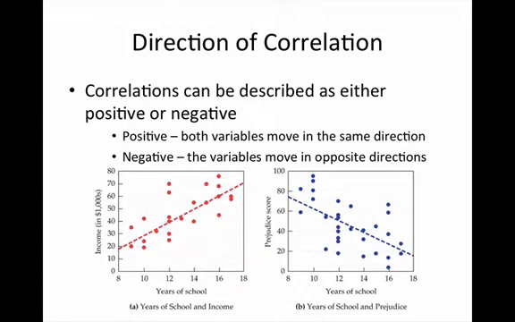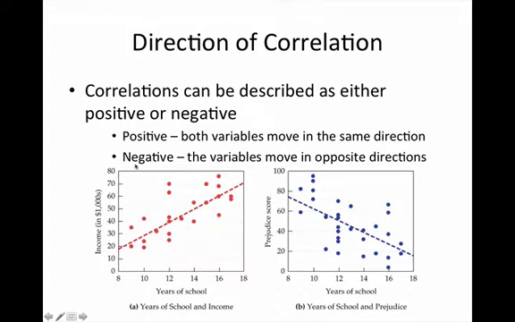I can also talk about the direction of correlation using scatter plots and lines. We can describe correlations as either positive or negative. If it's positive, as is the case here with income and years of school, then as years of school increase, so does income, as measured in thousands of dollars.